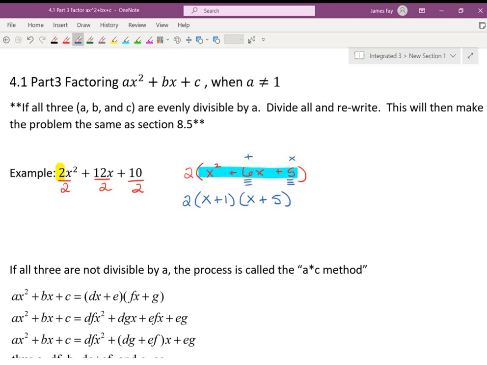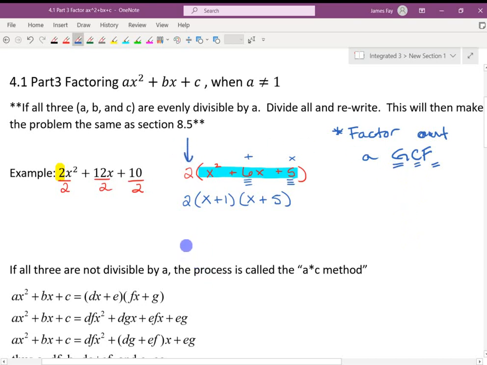Okay, so that is the first thing that you're going to want to try when the A value is not 1. Basically, what we're doing there is factoring out a GCF, greatest common factor. The greatest common factor here was 2. And then hopefully that results in something that we've already worked on.